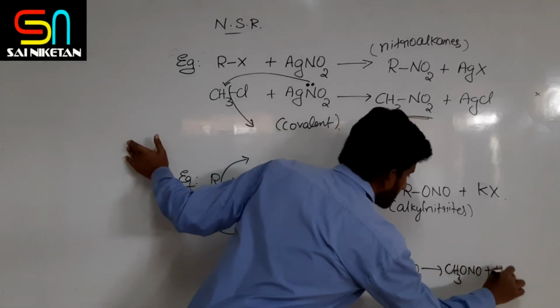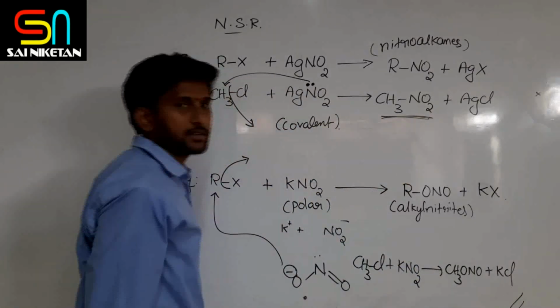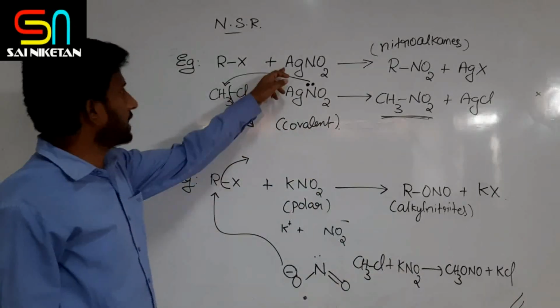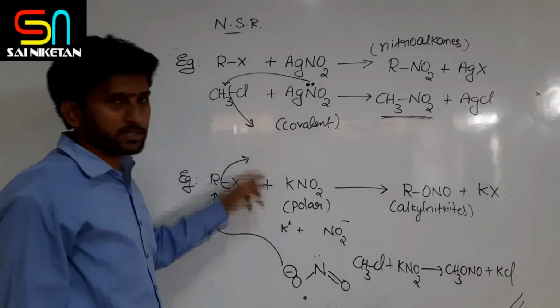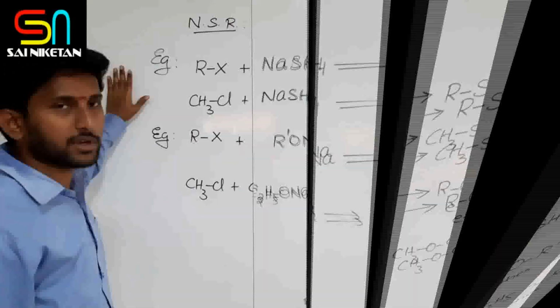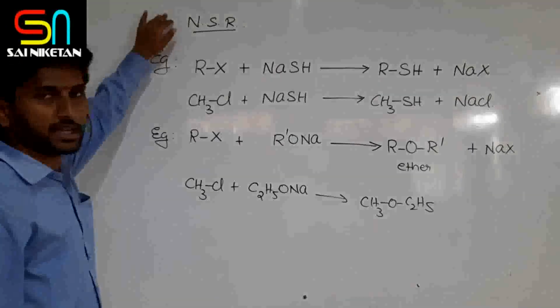CH3ONO plus KCl. So this is how the reaction with silver nitrite and potassium nitrite takes place. Let us see some more nucleophilic substitution reactions.